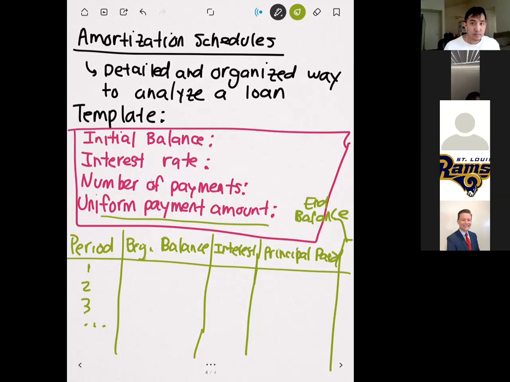Professor, really quick, does that say beginning balance right next to period? Yeah, so BEG is beginning balance. That's how much money you owe at the beginning of that period. Okay, thank you.